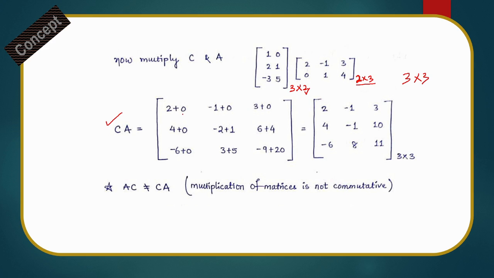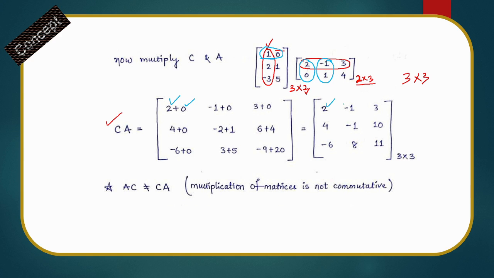How will you multiply these two matrices? First row with first column: 1 into 2, 2, and 1 into 0, 0. So 2 plus 0 equal to 2. Similarly, first row and second column: 1 into -1, -1, and 1 into 1.